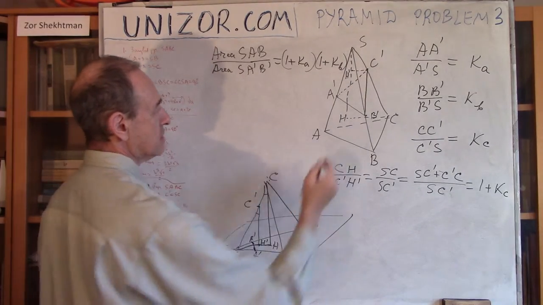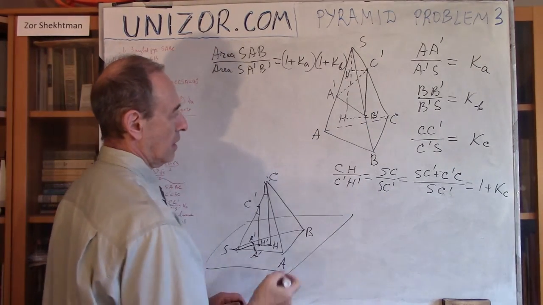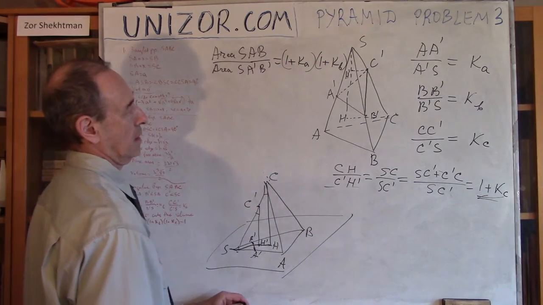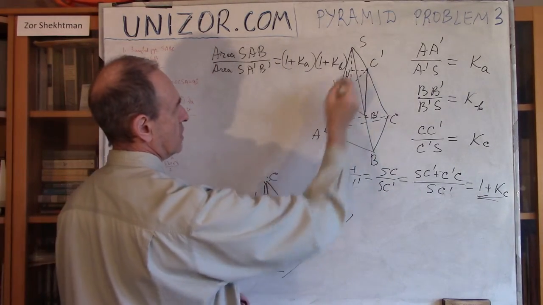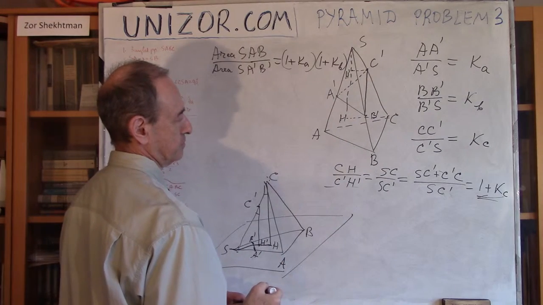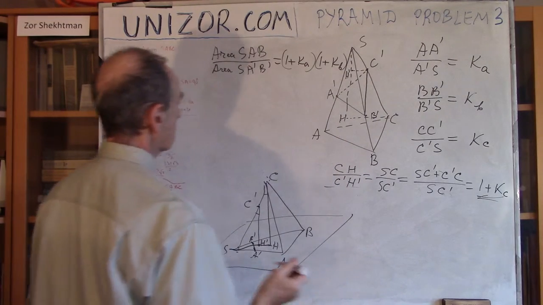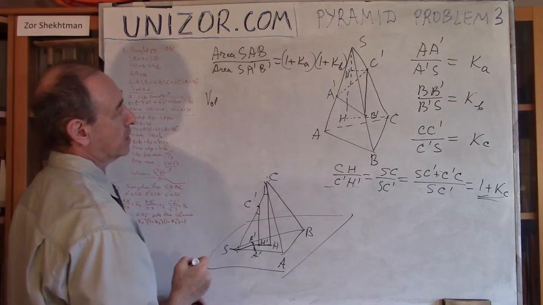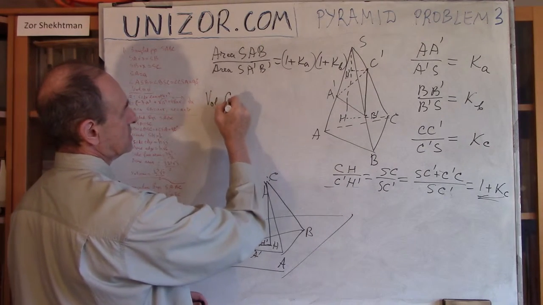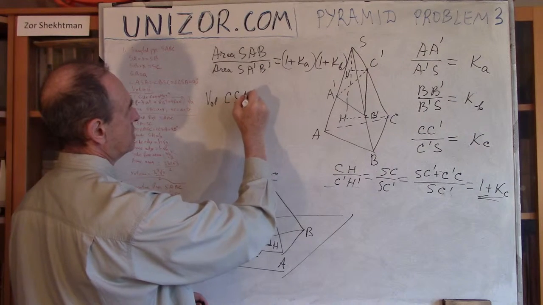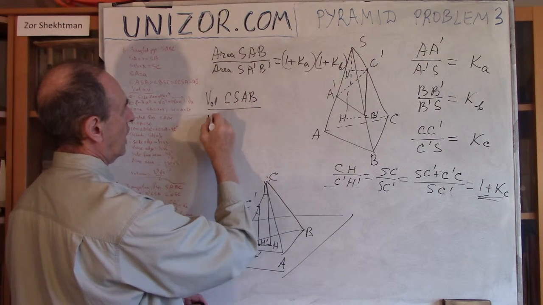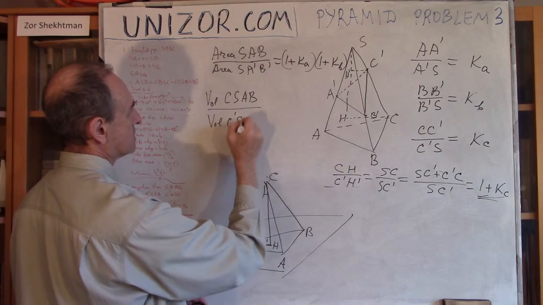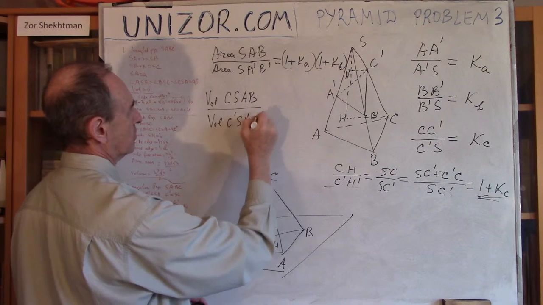So these two altitudes are proportional to this number, CH to C prime H prime. So now we can go to the volume. So the volume of the big pyramid, which is CSAB, divided by the volume of C prime S A prime B prime.